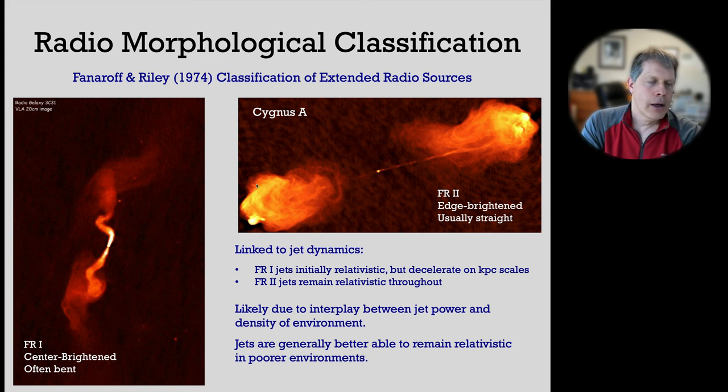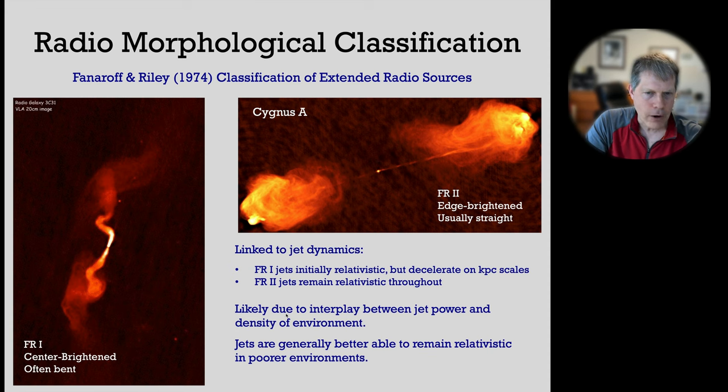Okay, now then, the classification goes that the systems that are like this, the center-brightened ones that are often bent, are referred to as the Fanaroff-Riley type 1 radio galaxies, and the ones that have the edge-brightened morphologies are the Fanaroff-Riley 2 radio galaxies. Now, what's going on to cause this? Well, as we'll see, we think this is linked significantly to the overall dynamics of the jet.